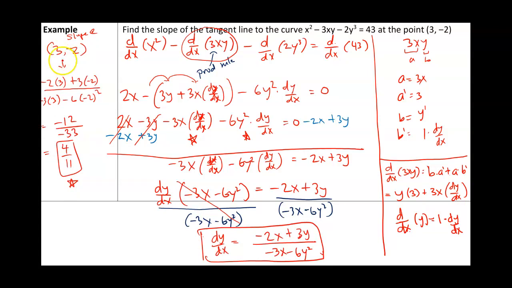So instead of negative 2x, I have negative 2 times 3. Instead of 3y, I have 3 times negative 2. Same thing on the denominator, replace the x with 3, y with negative 2, and that comes out to be 4 over 11.